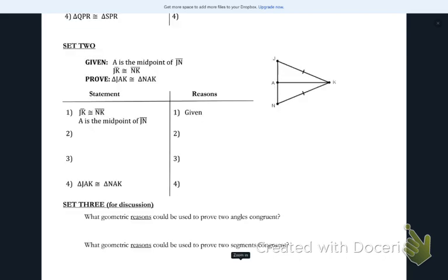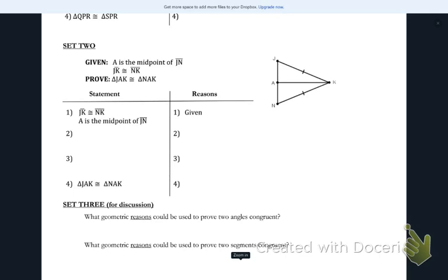Okay, so looking at set 2, we have this diagram here. It says given that point A is the midpoint of side JN, and also given that JK is congruent to NK. We're asked to prove that triangle JAK is congruent to triangle NAK. So we want to show that these two triangles are congruent using one of our theorems.